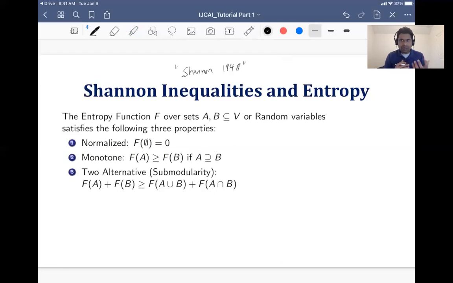And third is what he called the two alternatives, which is basically submodularity, which entropy satisfies: f of A plus f of B is greater than or equal to f of A union B plus f of A intersection B. So he said that these three properties characterize entropy, and you can get a lot of the inequalities from these.